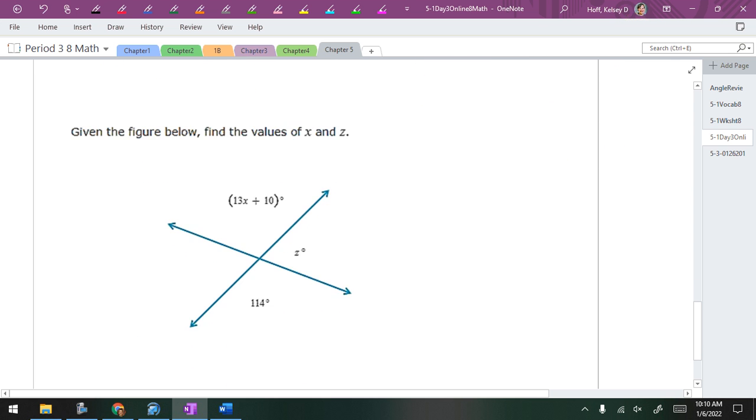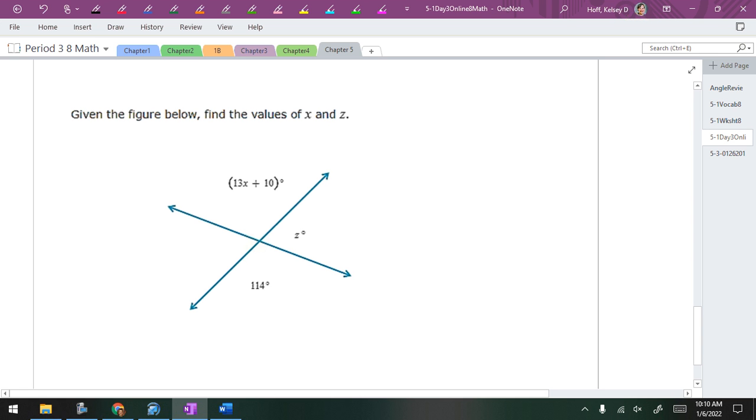Find the values of z and x. Somebody was not giving me an answer. Can you give me some hints as to how I'm going to find z or x? Maybe? 114 is going to give me what? Very good, because these two right here are supplementary, right? So 180 minus 114, which is 66. Yeah. So z equals 66.